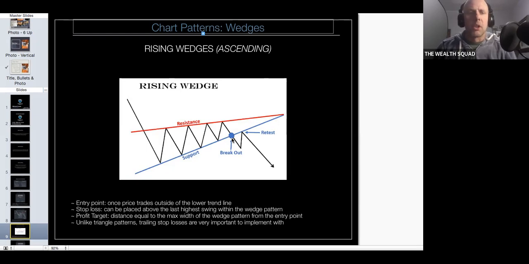But your stop loss, once you enter the trade, whether that's in options or in shares, is going to be placed above the last highest swing within the wedge pattern, which is right up here. This would end up being where your stop loss is going to be. And then your profit target, as I was mentioning, is going to be a distance equal to the max width of the wedge pattern from the entry point. So it's going to be up here where your target would be. You're basically aiming for the highs.